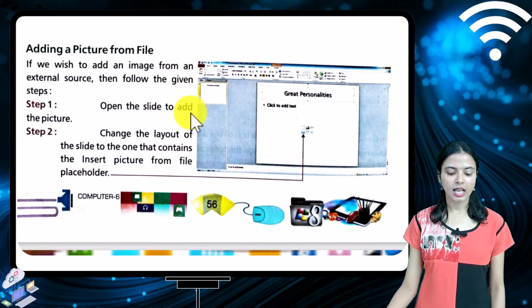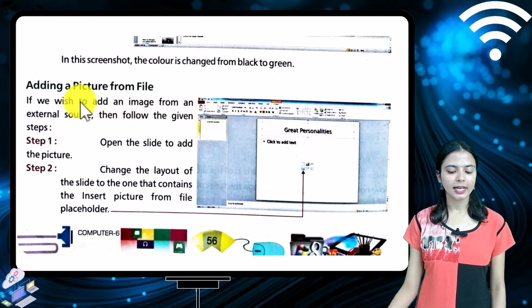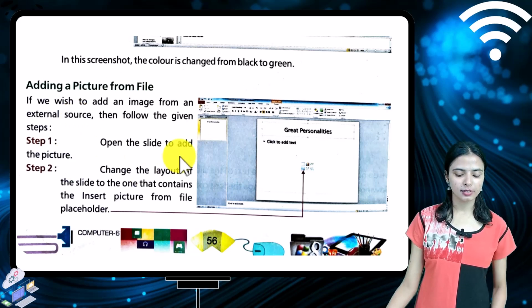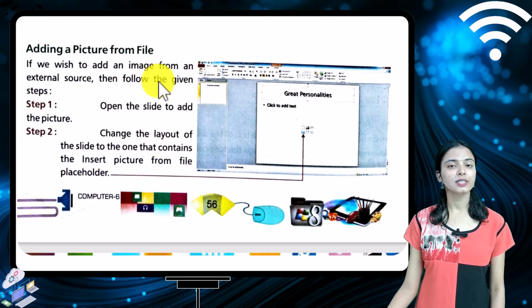Next, adding a picture from file. If you wish to add an image from an external resource, how would you do that? Follow the given steps. Step 1 is to open the slide to add a picture. Okay, we will open a slide.